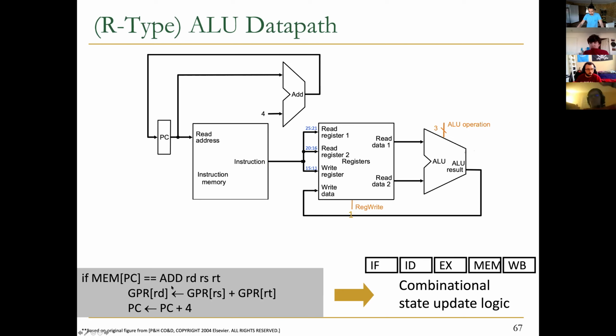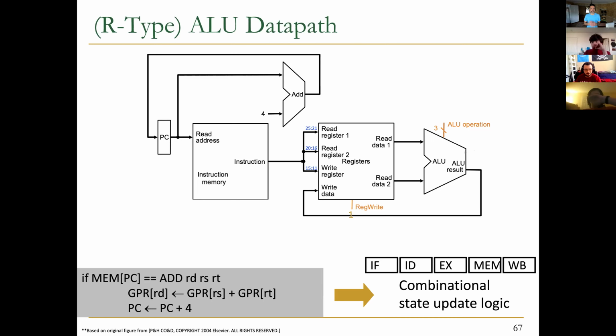Whenever in the semantic of an instruction you see a general purpose register on the left-hand side of any particular part of the semantic, it means that you are writing to one of these registers. So you need to send one as a control signal to the register file. Otherwise it would not allow you to write to the register file.